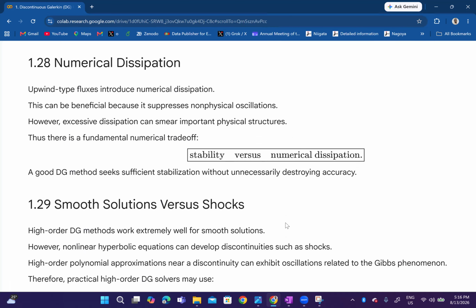And then we have numerical dissipation. Upwind-type fluxes introduce numerical dissipation. We calculated the whole thing before. This can be beneficial because it suppresses non-physical oscillations. However, excessive dissipation can smear important physical structures. So there's a fundamental numerical trade-off: stability versus numerical dissipation. A discontinuous Galerkin method seeks sufficient stabilization without unnecessarily destroying accuracy. So we have stability and numerical dissipation right there.